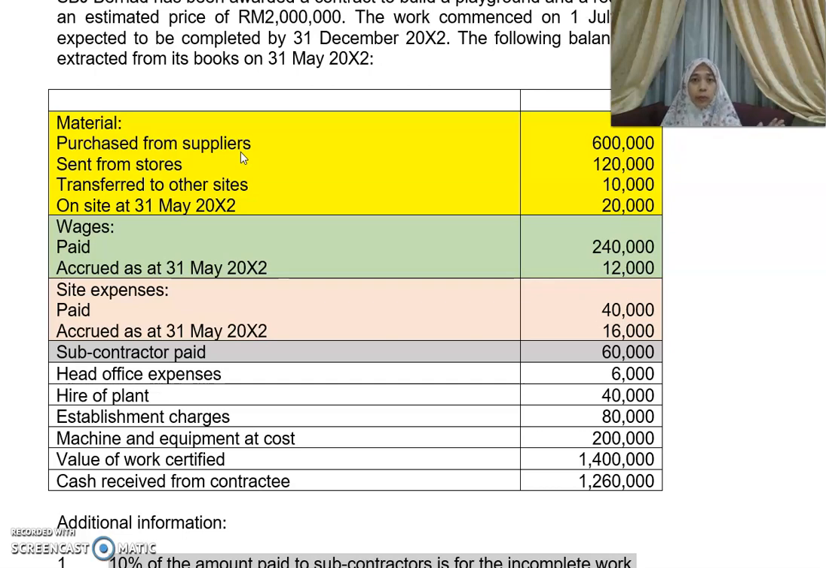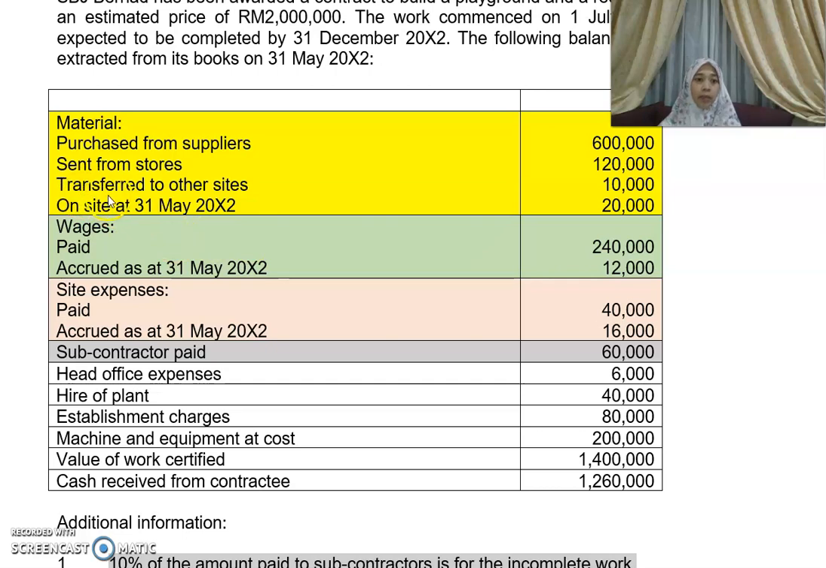You input all the inputs for that particular contract or for that particular site. So you debit your purchase from your account with 600,000. Then, sent from store: this one is sent from store to that particular site. So again, this will be a debit item of 120.